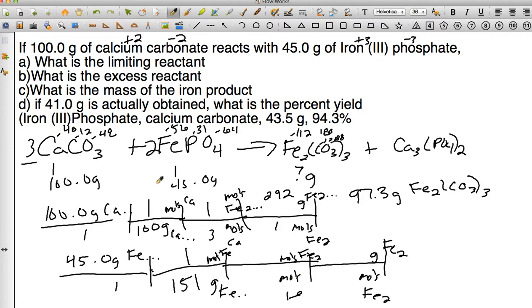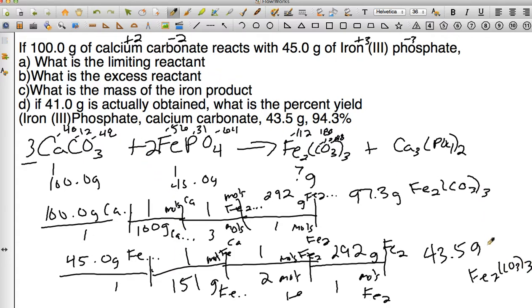Mole to mole, so moles of the FePO4, there's 2 of them, and there's only 1 of the Fe2CO3, and then this is 1 to 292 because we already solved that on the first problem up top. So I'm going to take 45 times 292 equals, divided by, on the bottom, I've got 151 times 2, and that gives me 43.5 on the bottom. So 43.5 grams of the Fe2CO3.